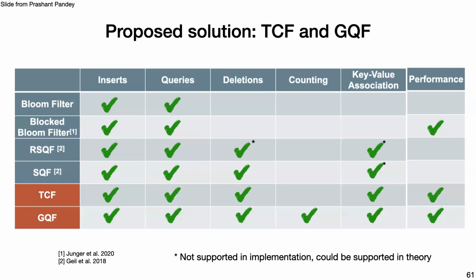And I will briefly overview this paper that introduces these two new filters. One is called TCF and one is called GQF, built on quotient filters that support all of the features. GQF supports everything and TCF supports everything but counting, and they show some performance cost of the counting.